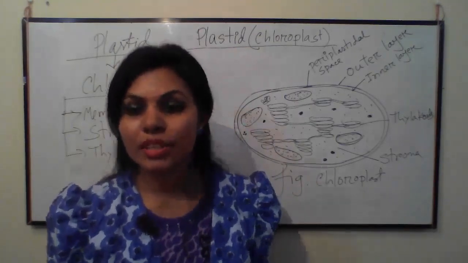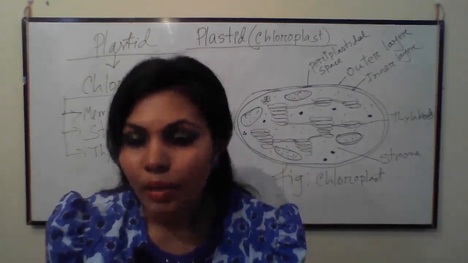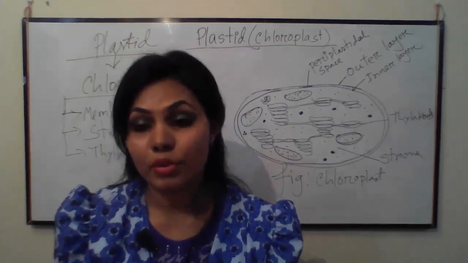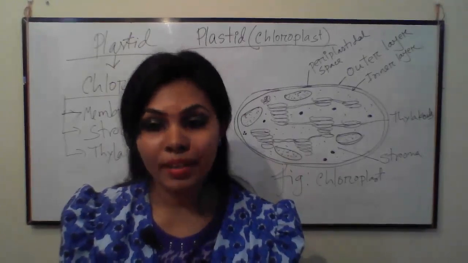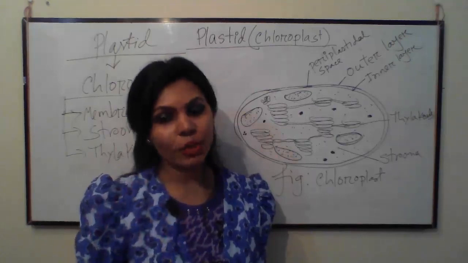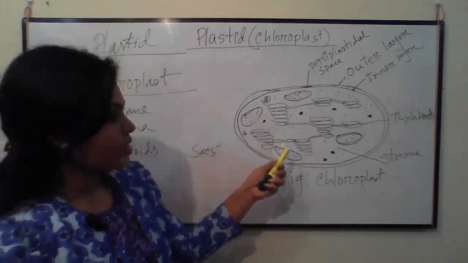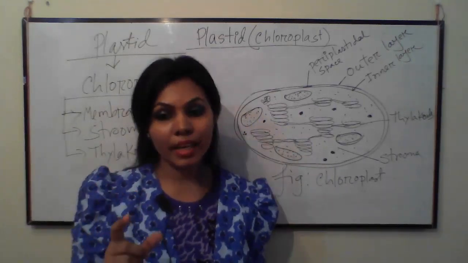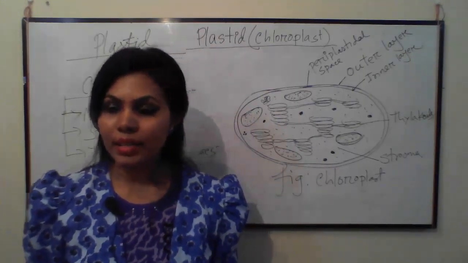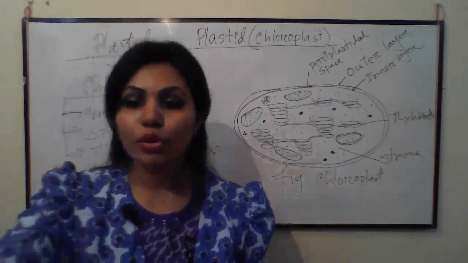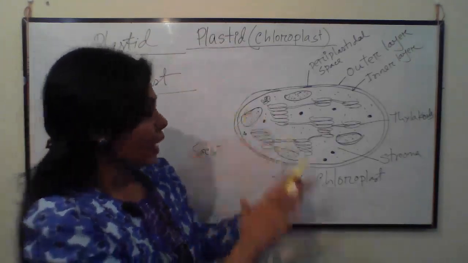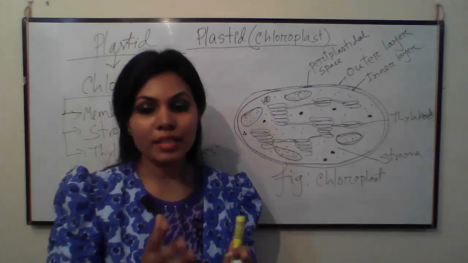One of my students already asked, where is chlorophyll absorbed? Actually, chlorophyll absorbs sunlight. I'm just coming to that. I will explain everything, because I told you that the chloroplast always contains chlorophyll. Chlorophyll is a green color pigment, and because of having chlorophyll, the chloroplast is green.